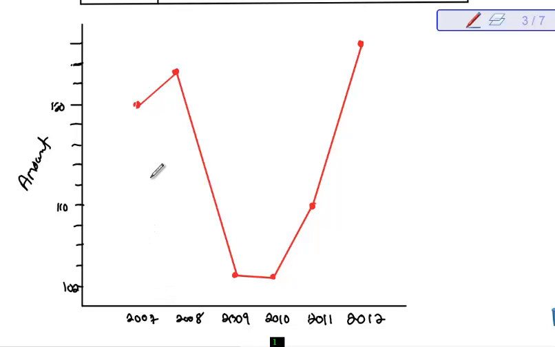And so in 2007, it said that we were spending $120 on average. 2008, we went up to $123. 2009, we came down here to $103. 2010, we stayed at $103. Then we went up to $110. And then in 2012, we were all the way up to $126.